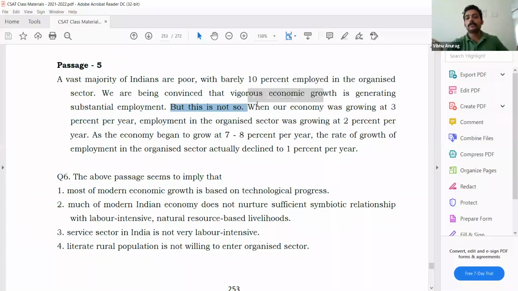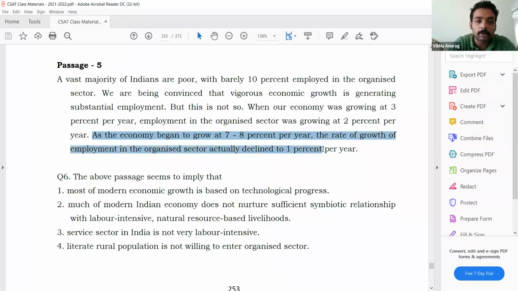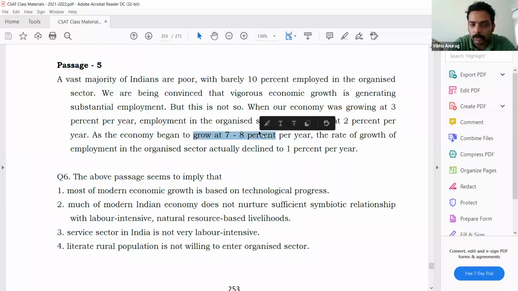When our economy was growing at 3% per year, employment in the organized sector was growing at 2% per year. As the economy began to grow at 7 to 8% per year, the rate of growth of employment in the organized sector actually declined to 1% per year. So he says that economic growth and employment are basically not correlated. So what is the implication here?